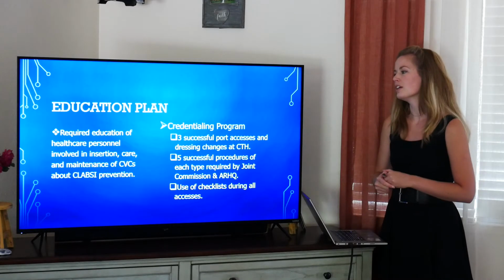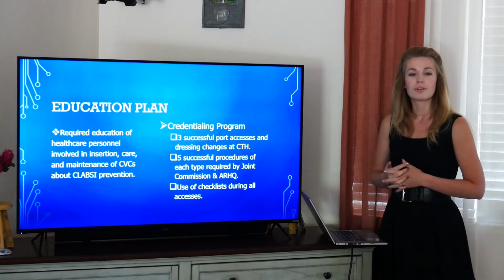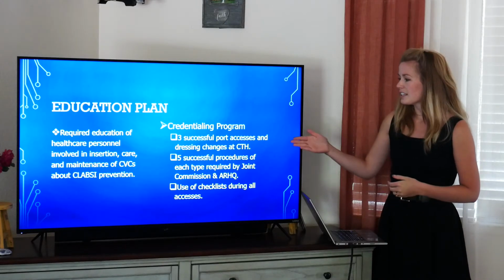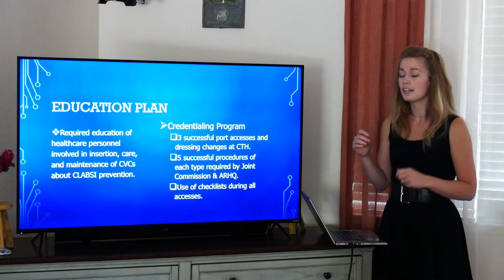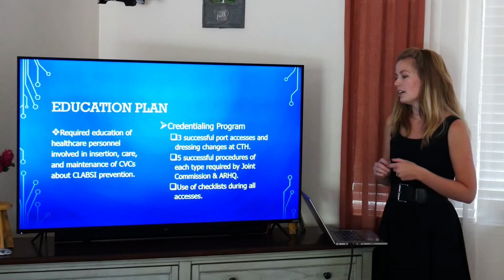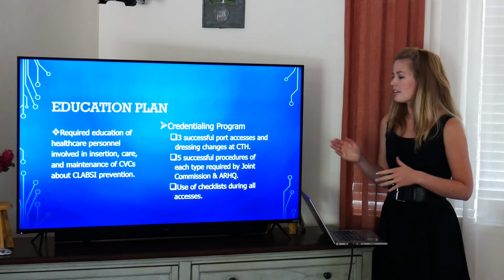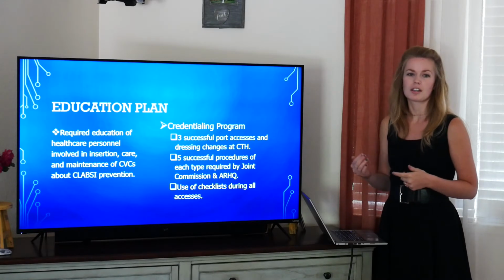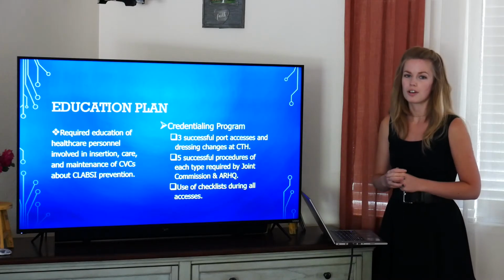The education plan, which is that credentialing program that I was talking about, involves being checked off or meeting the requirements to finally do something on your own with your trained observer. At CTH, they currently only require 3 successful port accesses to be deemed competent, but I also learned in my literature review that Joint Commission and AHRQ both suggest 5 successful procedures of each type of central line. So that would be like PICCs, or a femoral or jugular, or ports. Each of those needs 5 successful accesses, dressing changes, and techniques in order to be considered competent.